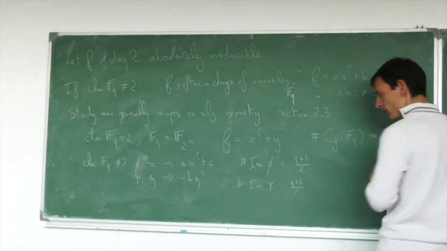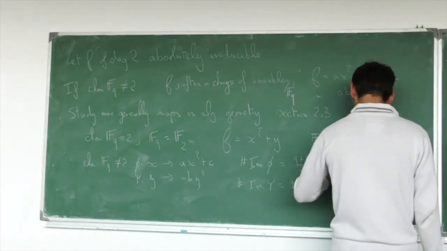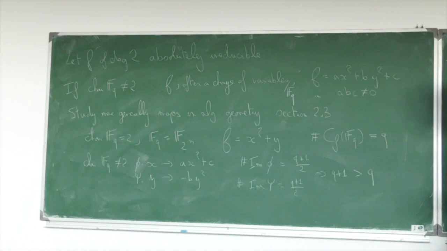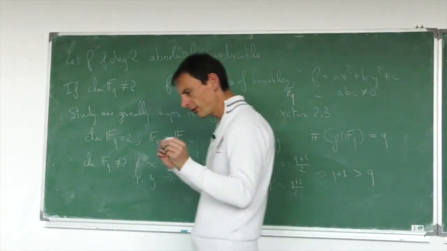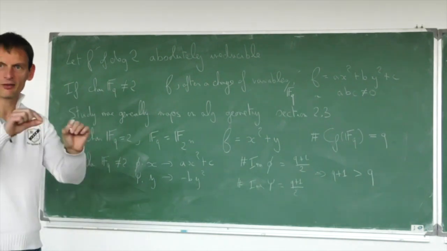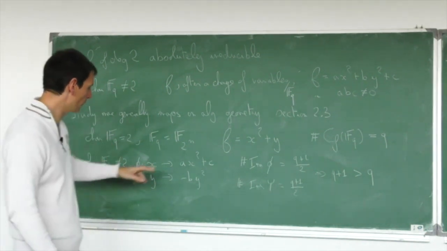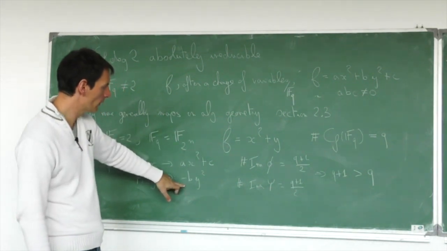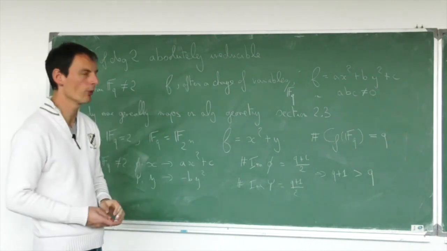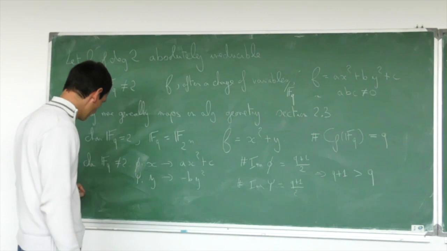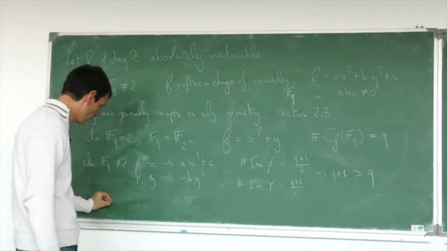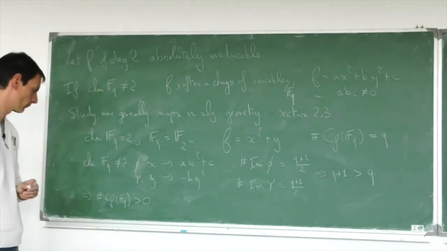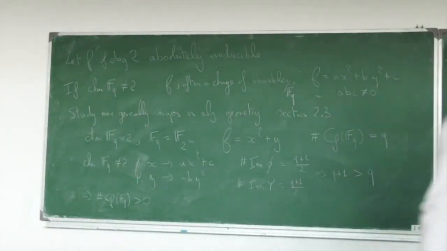But now the sum of these two numbers is q plus 1, which is greater than q. What does it mean? It means that necessarily these two functions must reach at some point the same value. But if they reach the same value, it means that ax squared plus c equals minus by squared, in another sense that there is a point on CF over FQ. So this proves that the cardinality of CF over FQ is greater than 0. Okay. And now what?